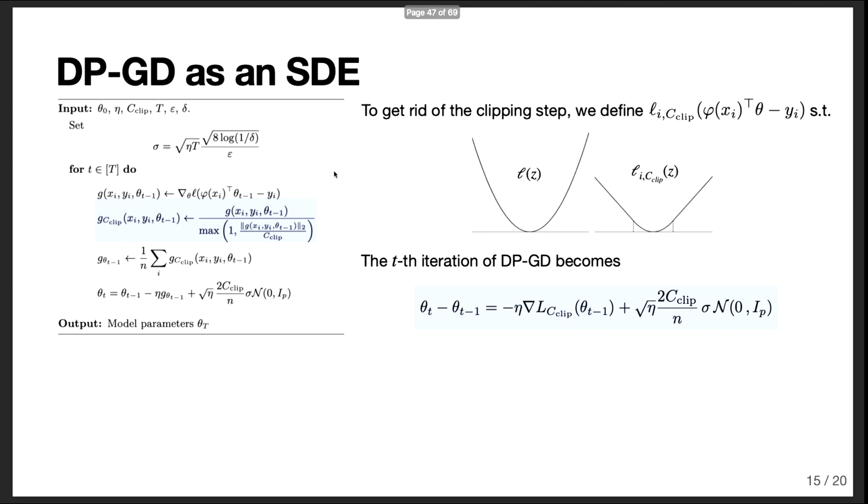Okay, I will increase slightly the pace, and I will give you some proof ideas. How do we do this? First, I like to deal with continuous processes rather than discrete. So I want to frame DPGD as a stochastic differential equation.